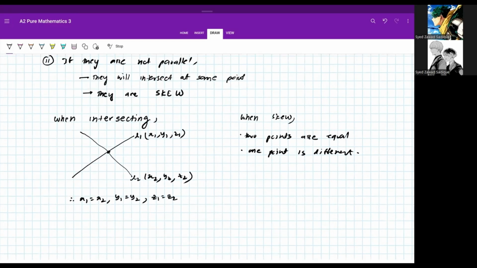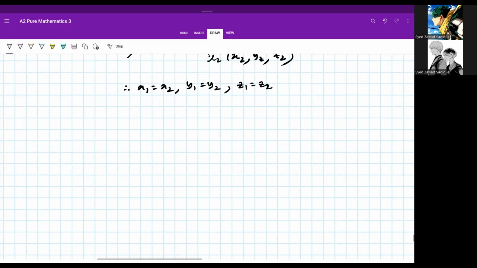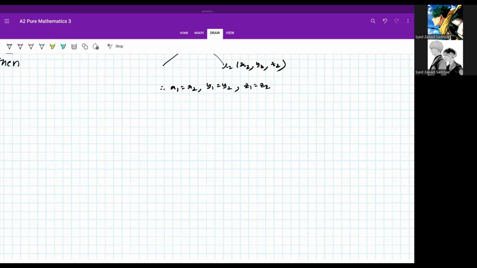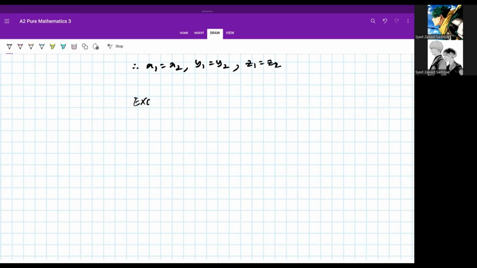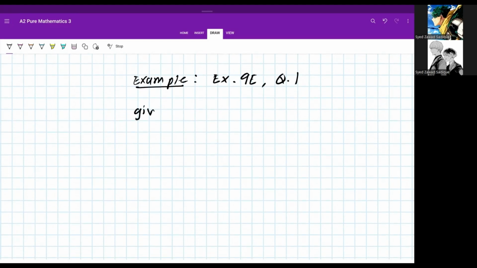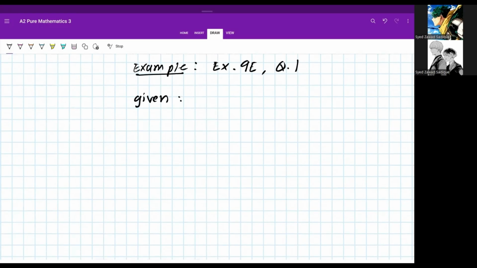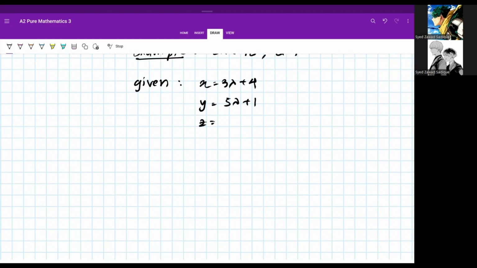Okay, let's work with an example. Example. This is taken from your book, exercise 9E, question 1. Given x is equal to 3 lambda plus 4, y is equal to 5 lambda plus 1, z is equal to 4 lambda minus 3.